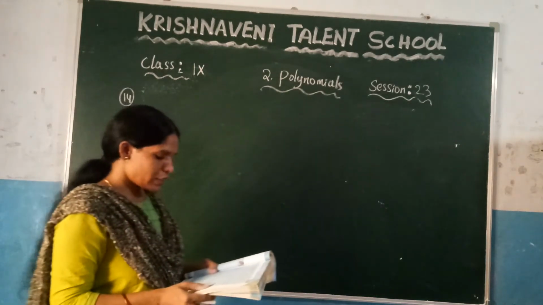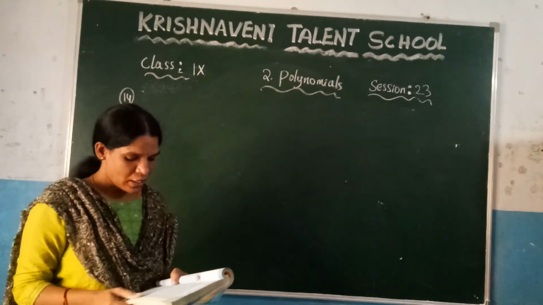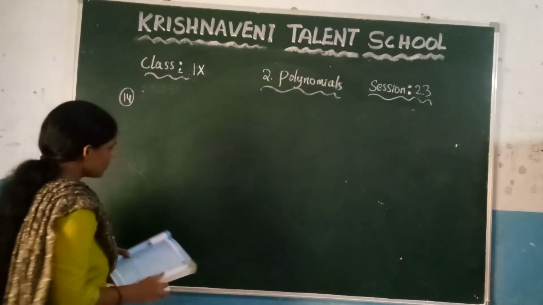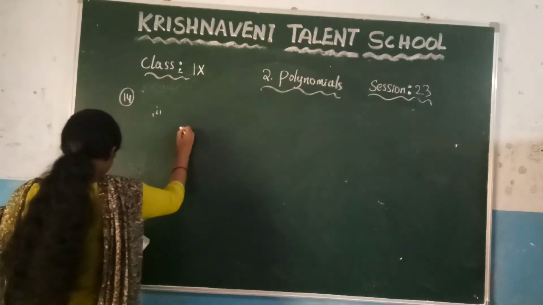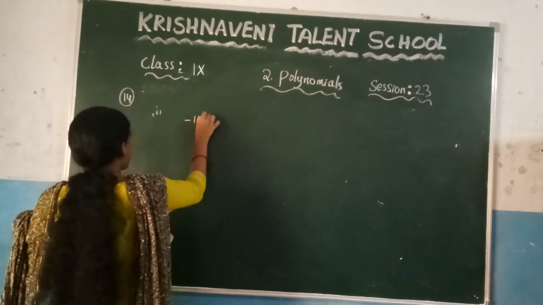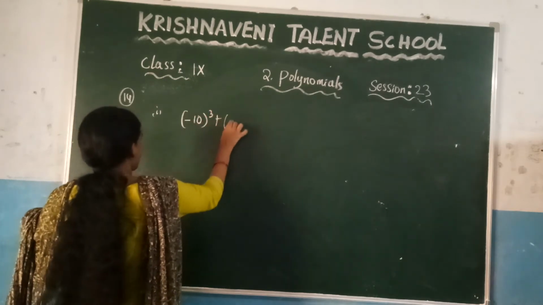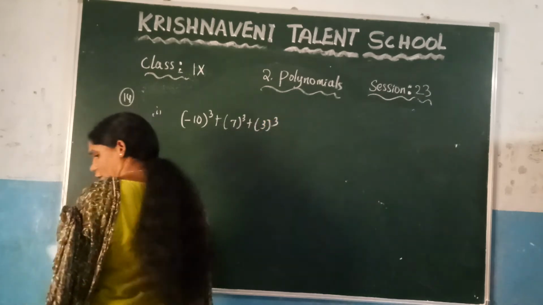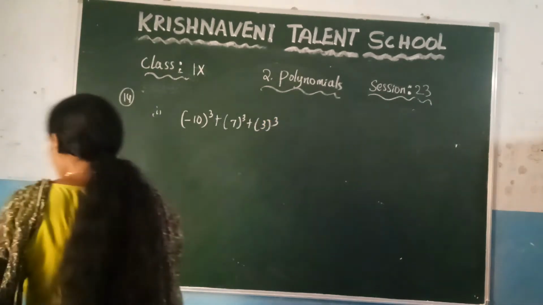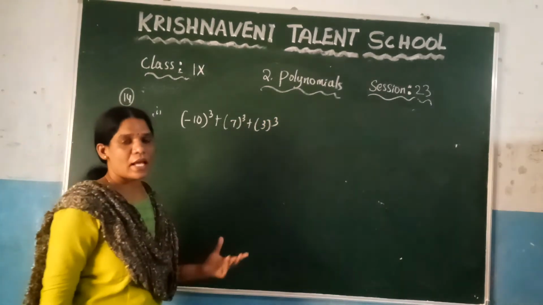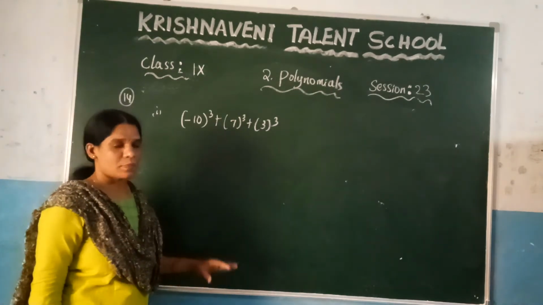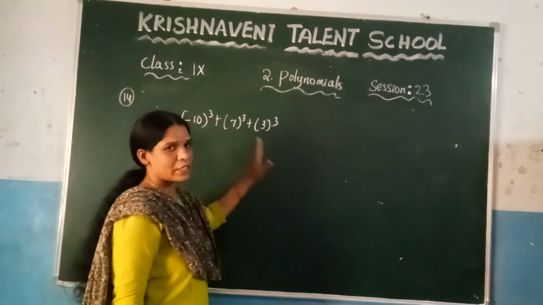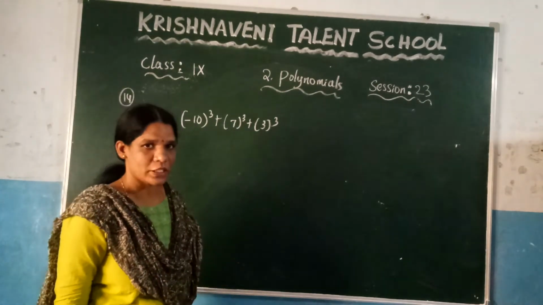That we need to apply here. Now in that, see the first question. 4 questions are given. I'll solve 2 questions, remaining 2 questions you can do in the same way. Now, see the first one, which is minus 10 cube plus 7 cube plus 3 cube. Here, you need to find the value of this one without doing the actual multiplication. That means there is no need to multiply minus 10 3 times, minus 7 3 times. There is no need to multiply, there is no need to add.